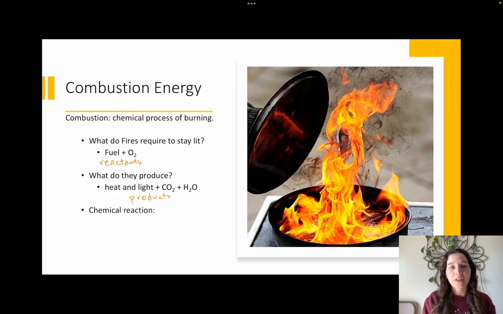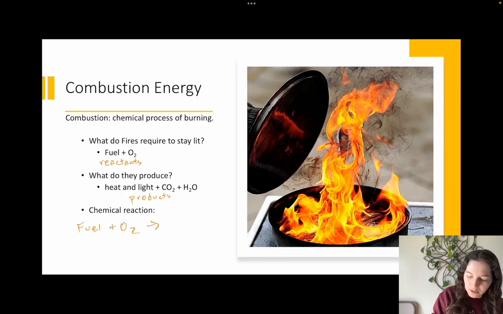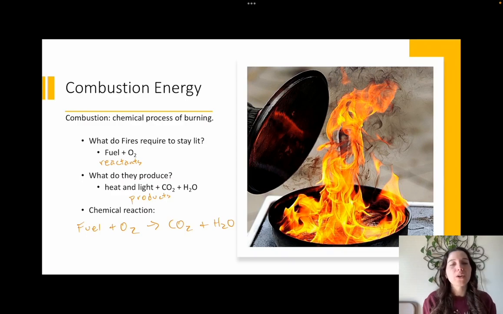So our chemical reaction looks like this. We're going to have some fuel molecule plus O2 goes to CO2 plus H2O. So if you see an equation like this, this is combustion, and you are expected to know the products of this, and that it requires oxygen to continue combusting.